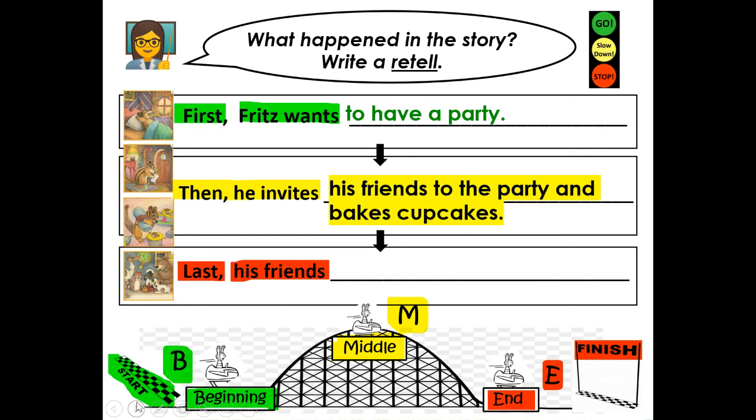Last, his friends eat the cupcakes and give Fritz a nut. So our red sentence could be last, his friends eat the cupcakes, and give Fritz a nut. So first, Fritz wants to have a party. Then he invites his friends to the party and bakes cupcakes. Last, his friends eat the cupcakes and give Fritz a nut.